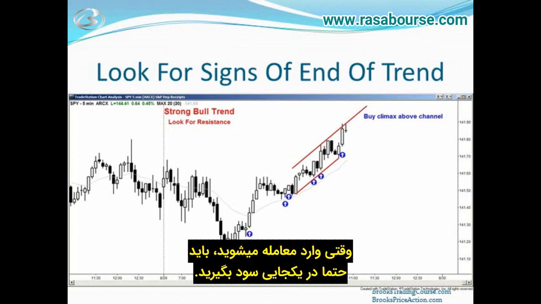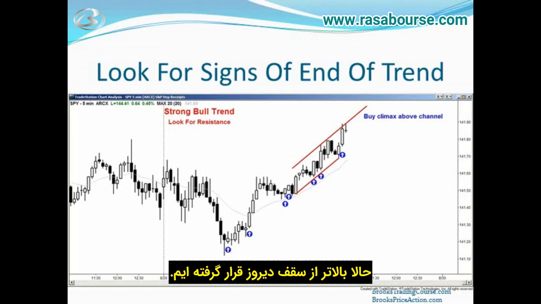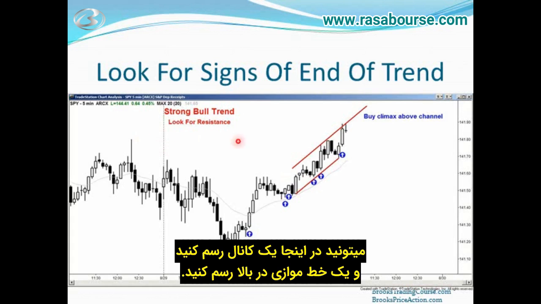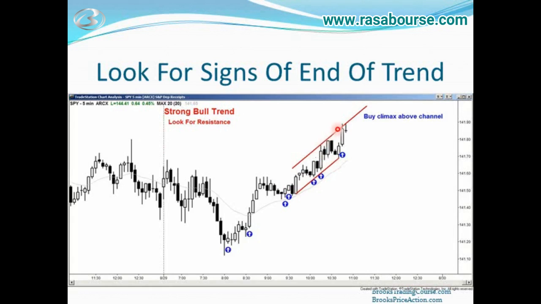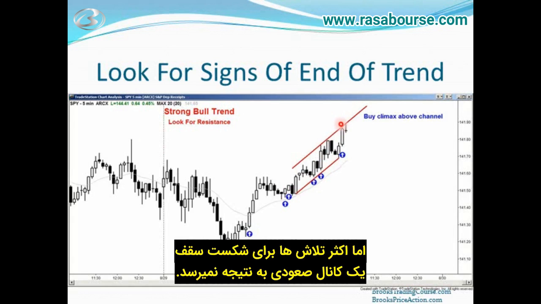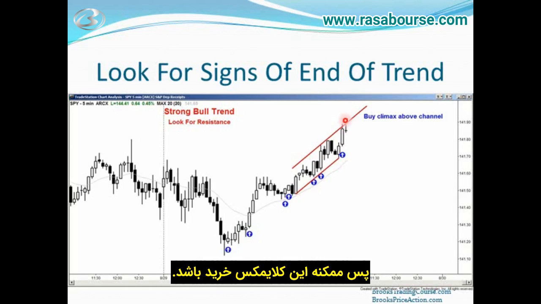When you're holding a position, you always have to be thinking about taking profits at some point. Okay, now we're above yesterday's high. You can draw a channel here and create a parallel, and we're trying to break out of the top of a bull channel. Most attempts to break out of a top of a bull channel fail, so you have to be thinking that this might be a buy climax.